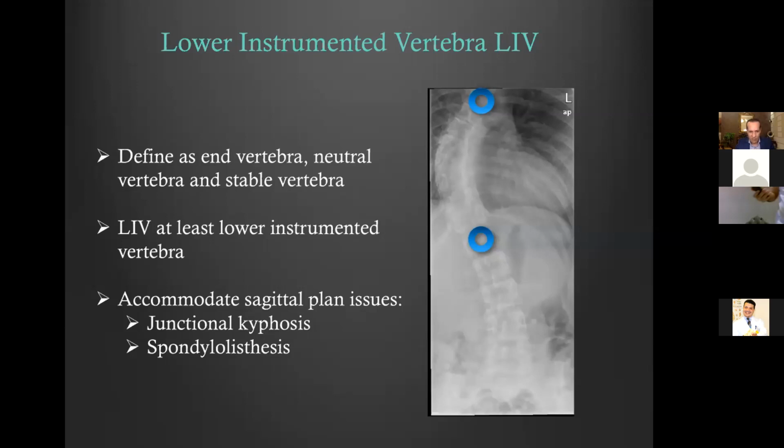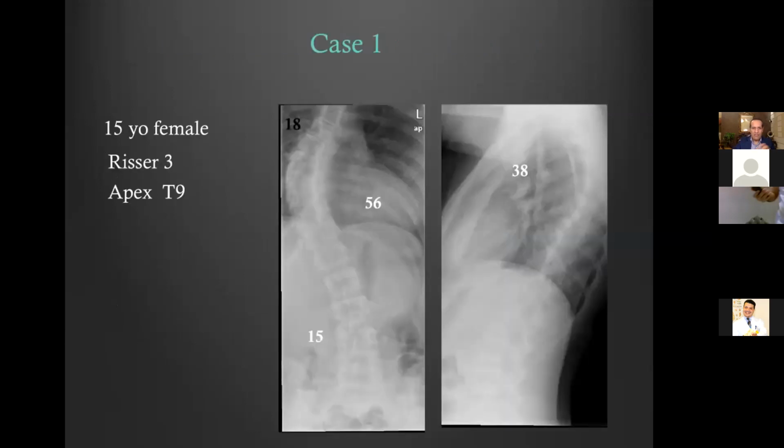You have to remember every time to take junctional kyphosis and spondylolisthesis into consideration if you plan for the lower instrumented vertebra. This is the case. We will present some cases according to the Lenke classification.